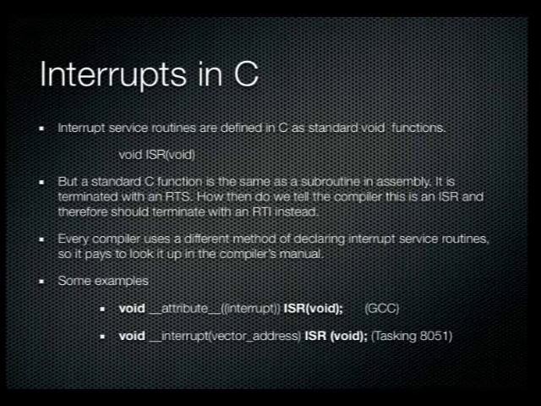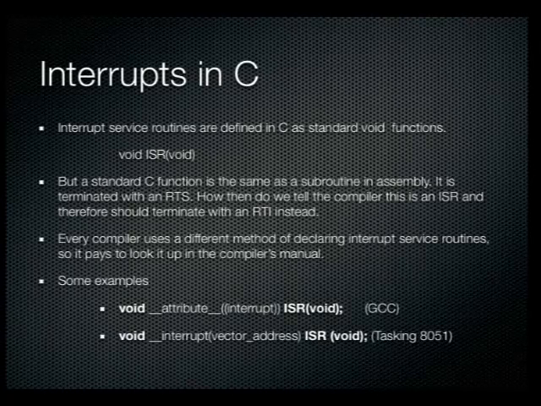When we're actually doing interrupts inside C, when we define our interrupt service routines, we could simply define them as standard void functions, so void ISR void. But if we define it that way, the compiler assumes that it's a standard C function. Our compiler will go through and say, void ISR void, yeah, it's just a standard C function. Therefore, on the end of that function, when I translate it to assembler, I'll just stick an RTS, and it'll do a return from subroutine. So effectively, we need to tell the compiler that, hey, this is like a subroutine, but it's actually an interrupt service routine.